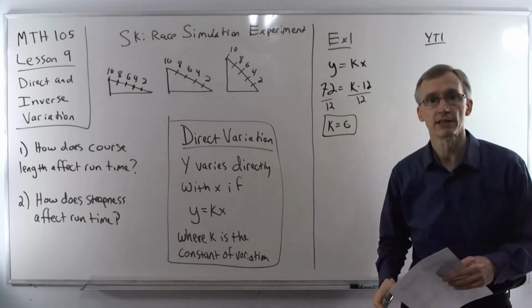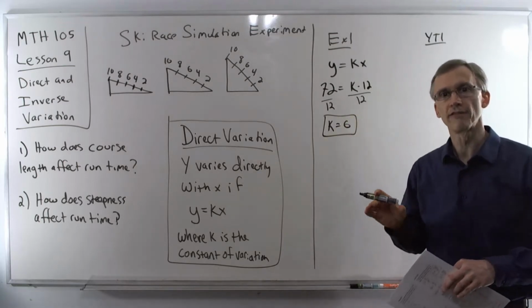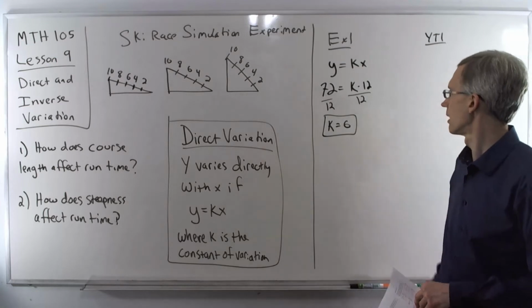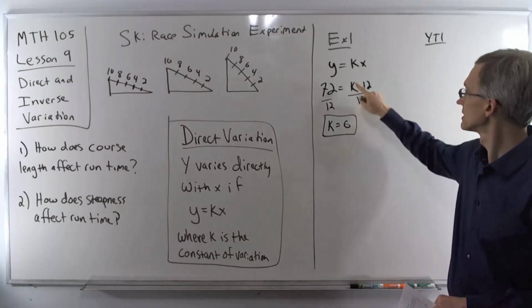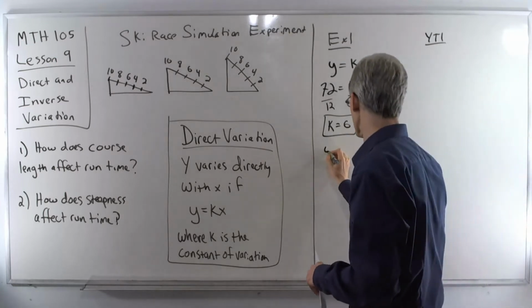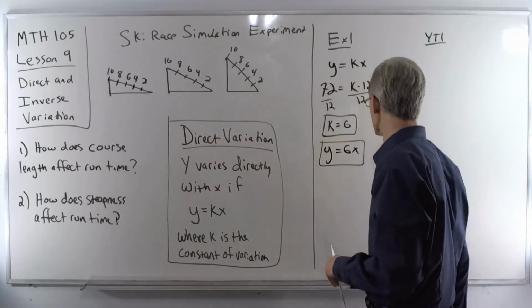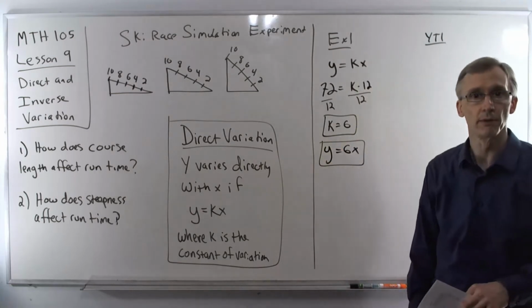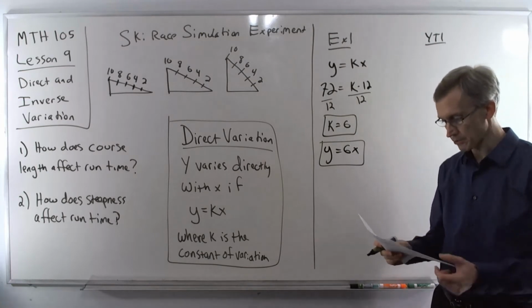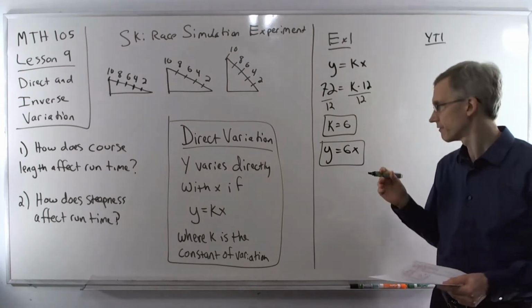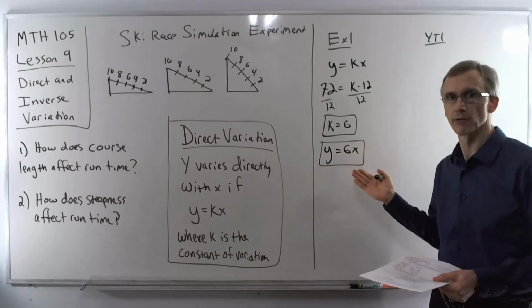And that's going to allow us to get the equation of variation that's specific to this problem. We just plug in 6 here, and here's our equation, y equals 6x. And there is the equation of variation for this problem. And now we can answer a question. If we're given one of the values in the variable, we can always find the other one now.